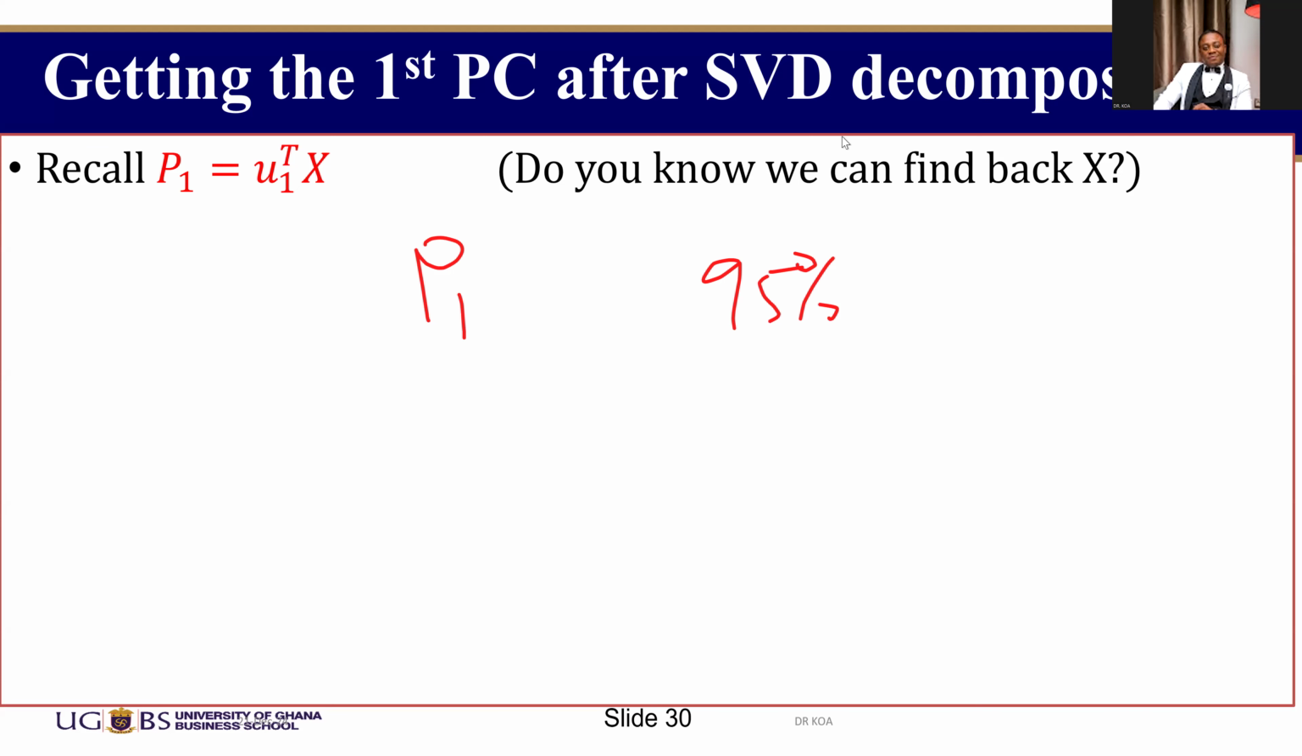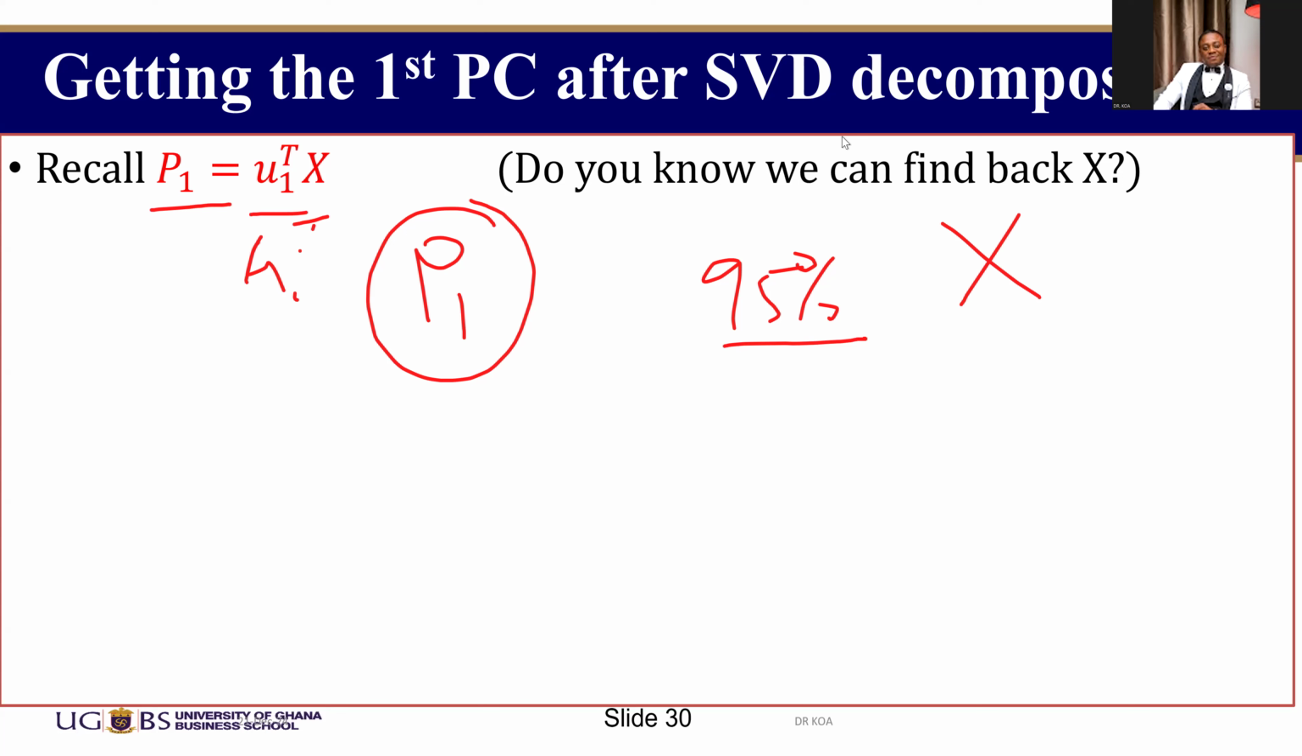But then when you come back to the first principal component, if it is explaining 95% of the data, and now somebody says, well, this principal component is actually latent. I don't see it. What I see is the X. Well, you can get back the X. When you look at it here, if you divide both sides by U transpose, you can now get back the X as being the U multiplying the principal component. I want you to keep this in mind.